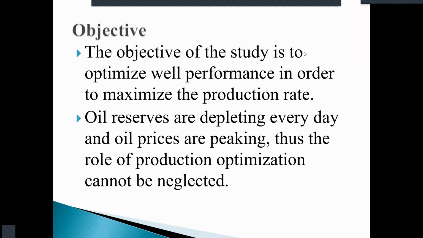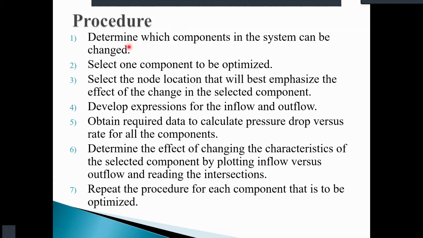So in this course, the objective is to optimize well performance in order to maximize the production rate. Oil reserves are depleting every day, and the prices are also peaking. Thus, we need to do optimization, which cannot be neglected. So the procedure is to determine which component of the system can be changed, as I've told you in the workflow before. We select one component which can be optimized, and we can only optimize one component at a time in Prosper, because Prosper is static software. But in PipeSim we can optimize multiple components, which is from Schlumberger. But Prosper is from IPM.